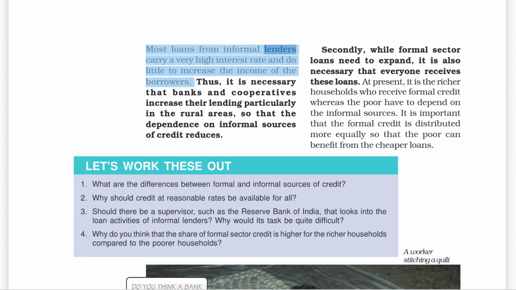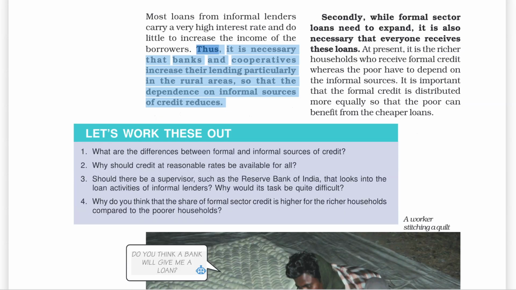Most loans from informal lenders carry a very high interest rate and do little to increase the income of the borrowers. Thus, it is necessary that banks and cooperatives increase their lending, particularly in the rural areas, so that the dependence on informal sources of credit reduces.